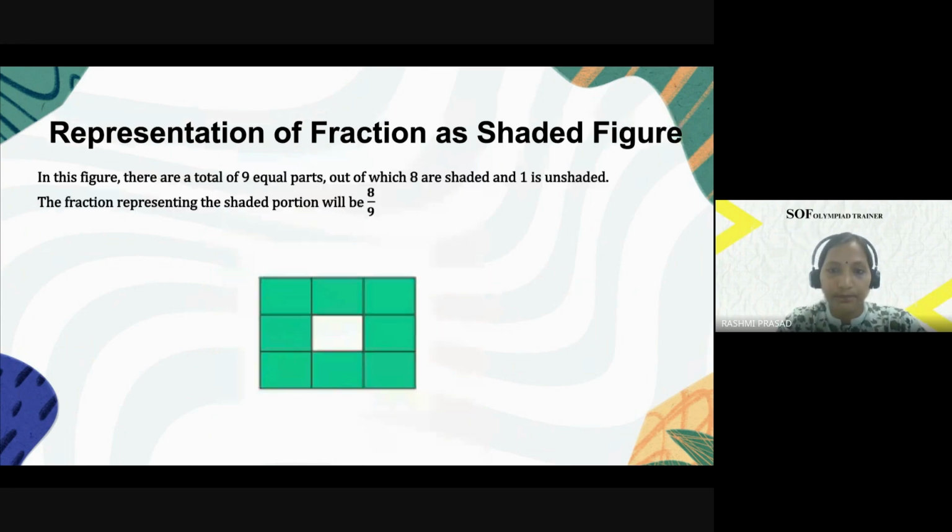Next is representation of fraction as shaded figure. In this figure, there are total 9 parts, out of which 8 are shaded and 1 is unshaded. So the fraction representing the shaded portion will be 8 over 9. Okay, Saransh, can you unmute and tell me what will be the fraction for the unshaded part? How will you represent it?